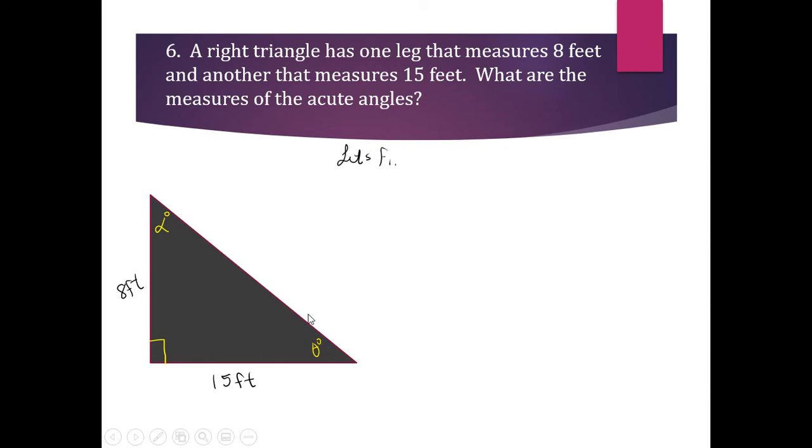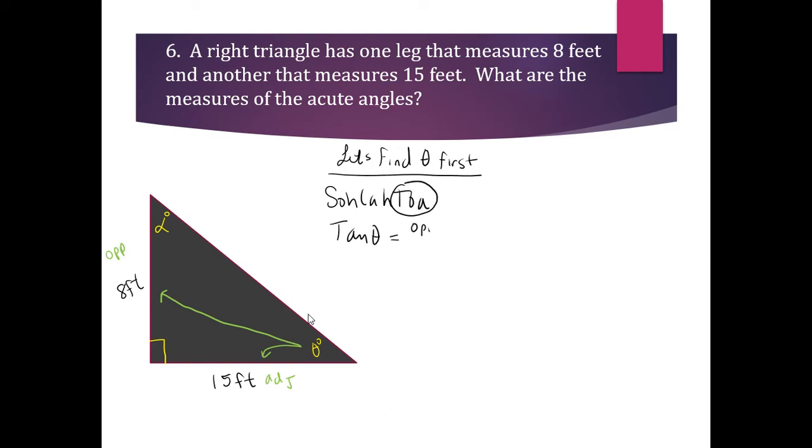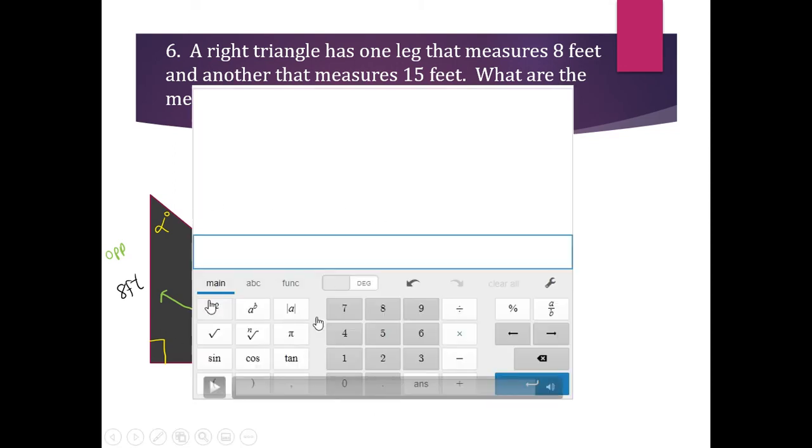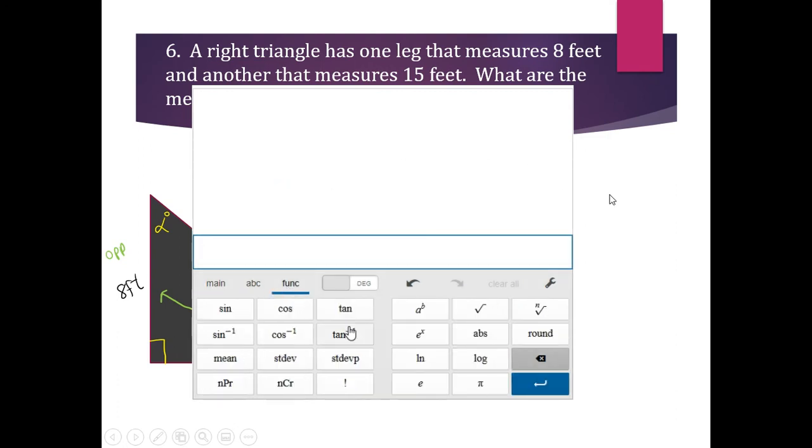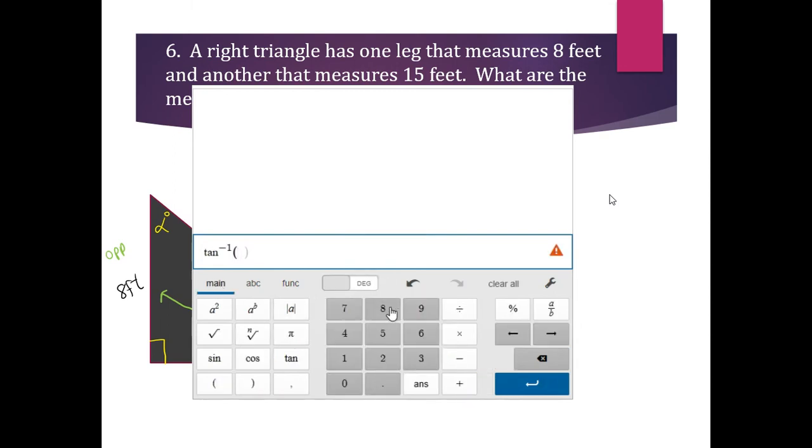So what we're going to do is we're going to find theta first. And so to theta, 8 is the opposite, 15 is the adjacent, and using SohCahToa, opposite and adjacent is tangent. Plug in what we know. Tangent theta equals 8 over 15. And again, we're looking for an angle, so we're going to be using the inverse of tangent. So that's tangent inverse of 8 over 15. Type that into our calculator. So again, we got to go to function, tangent inverse, go back to the main menu, make sure you're in degree mode, type in your fraction.